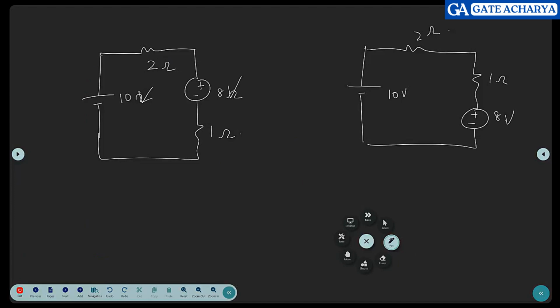I just took a situation where 8 volts is at the top and 1 ohm is on the bottom, and the other case is 1 ohm on the top and 8 volts on the bottom. Do you think they both will give the same results?